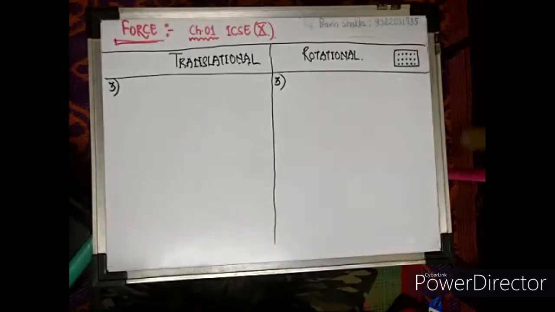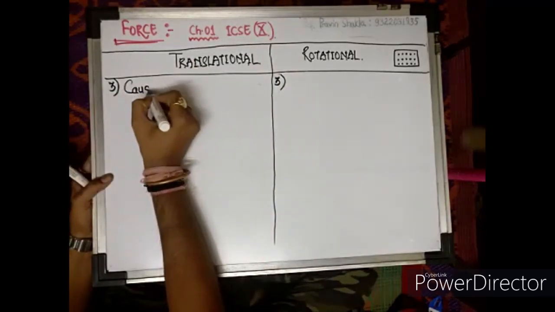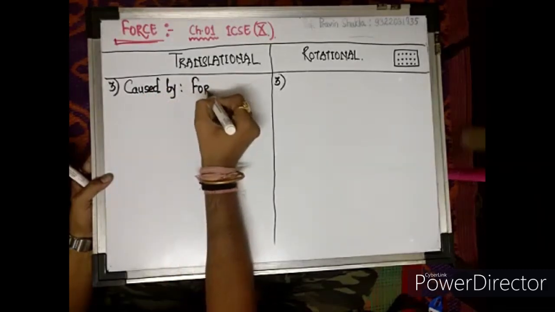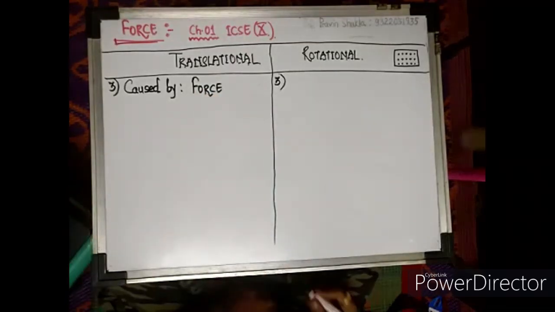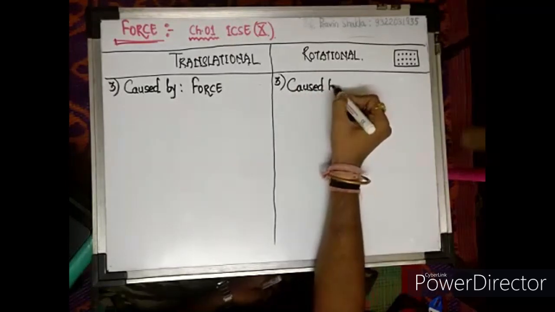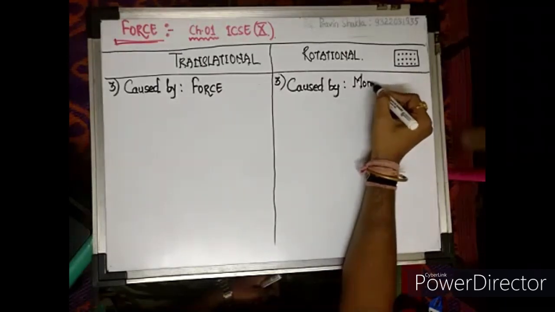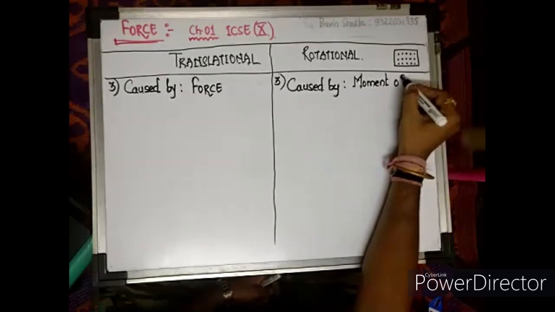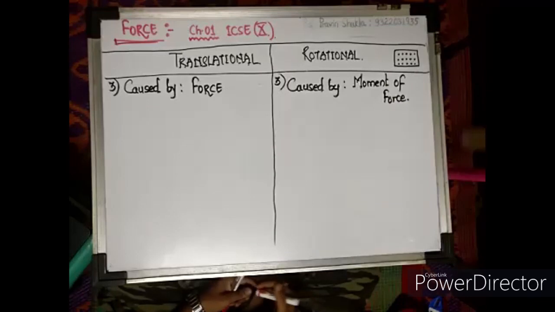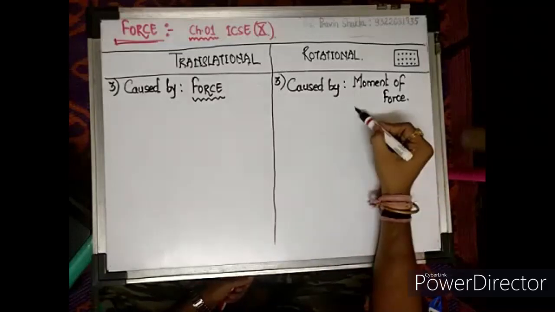Let's see. So here we go. This motion is caused by force. And how about this motion? This motion is caused by moment of force. This is the basic difference. This is caused by force and this is caused by moment of force.